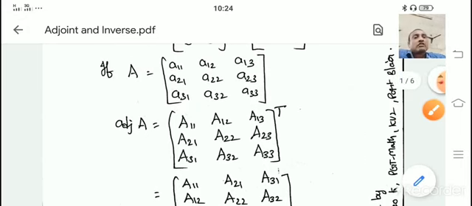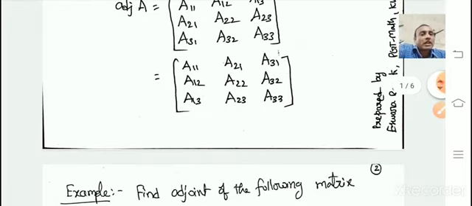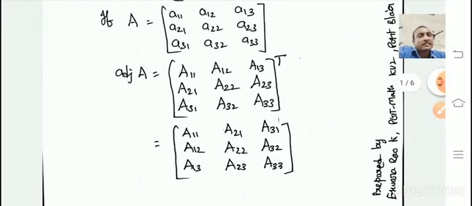You will have to find out individually cofactors, determinants, minus criteria, everything you will have to follow carefully. You should not take risk at any time. Okay. So, you must be very strong in calculations also.